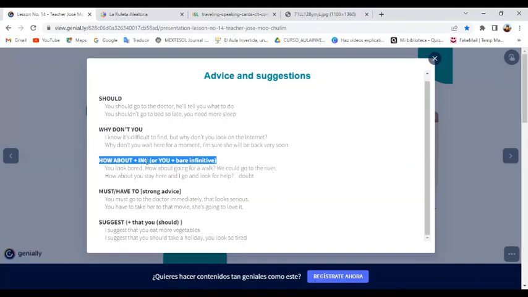Okay. Y como pueden ver, aquí podemos utilizar esta estructura o esta expresión con un verbo que termina con ing o con un verbo en infinitivo. Por ejemplo aquí, how about going, que termina con ing, o un verbo en infinitivo, how about you stay. ¿Ok? Any questions with it?